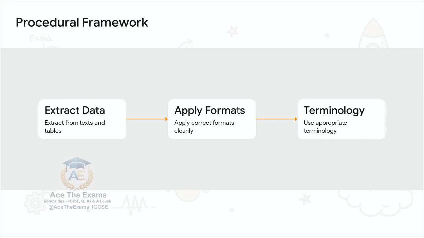Let's run a mental simulation. Imagine a question asking you to calculate the force exerted by a jet of water hitting a solid wall. Step 1. Extract the data. We have to identify the mass of water hitting the wall specifically per second. That is our rate of change of mass.